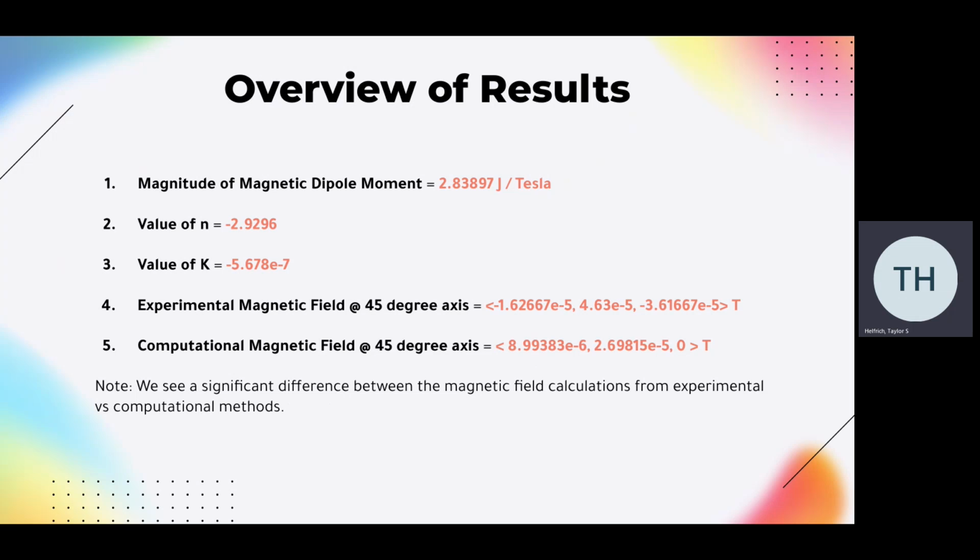A quick overview of results: we have the magnitude of the magnetic dipole moment, the value of n, the value of k, and then the experimental and computationally calculated magnetic fields at a 45-degree axis. And we can see that there is some significant difference between those.